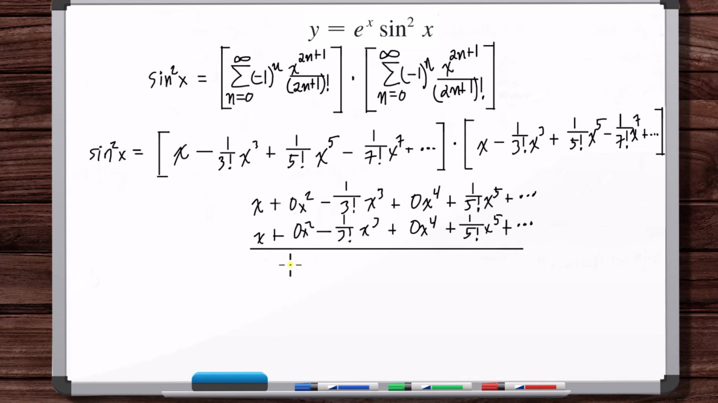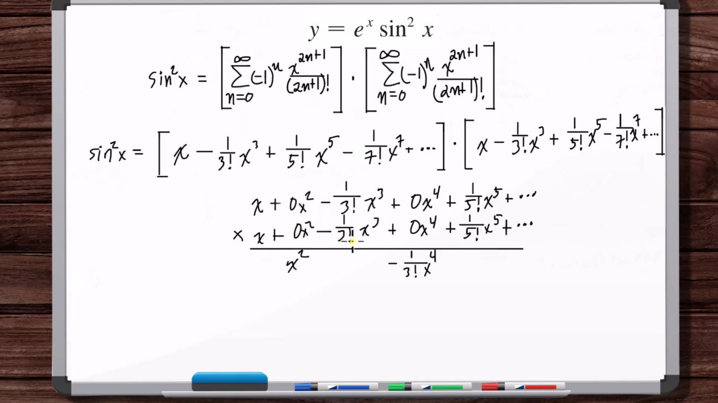Okay, so we're multiplying these two. Okay, x times x is x squared, and then x times 0x squared, that's just 0. So then now x times this is 1 over, well, no, that's going to be x to the fourth. So we just do this. So x times 1 over 3 factorial x cubed is minus 1 over 3 factorial x to the fourth. And then x squared times 0x to the fourth is 0. So, okay, that's it. Now we skip this.